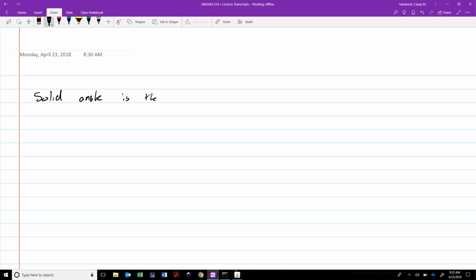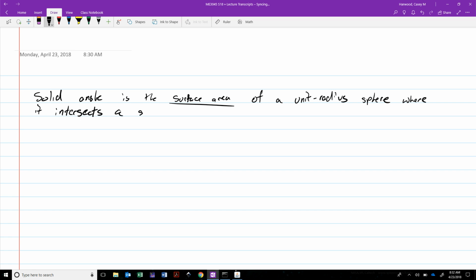is the surface area projected or of a unit radius sphere where it intersects a subtended angle of an object.